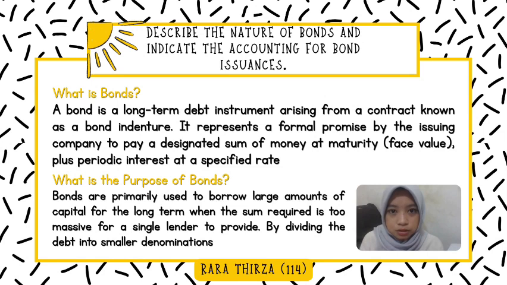For the first topic, we're going to discuss the nature of bonds and indicate the accounting for bond issuance. First of all, what is a bond? A bond is a long-term debt instrument arising from a contract known as a bond indenture. It represents a formal promise by the issuing company to pay a designated sum of money at maturity, or face value, plus periodic interest at a specific rate.